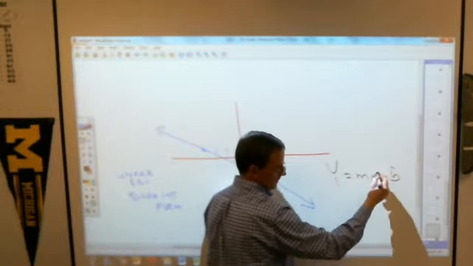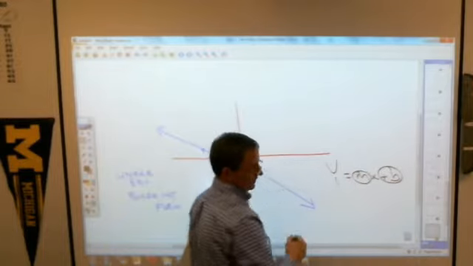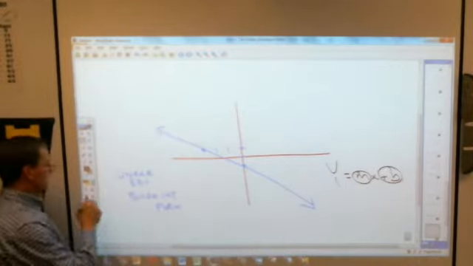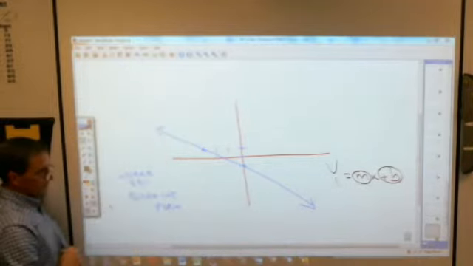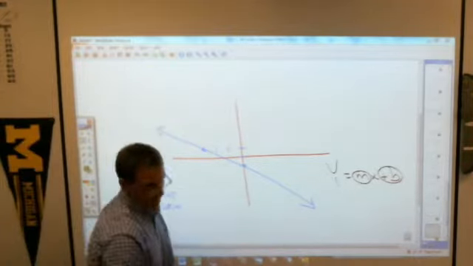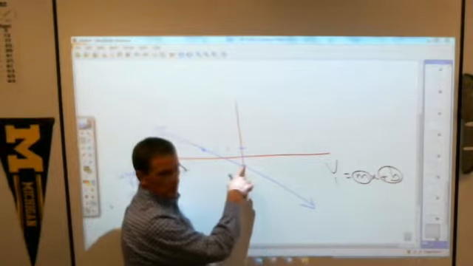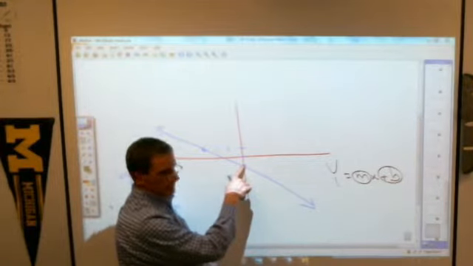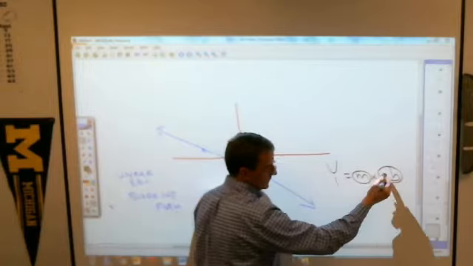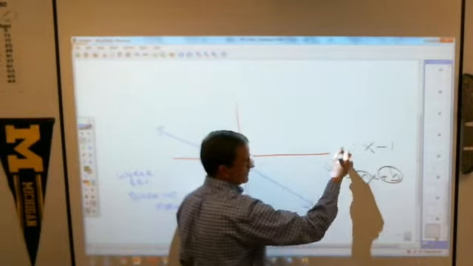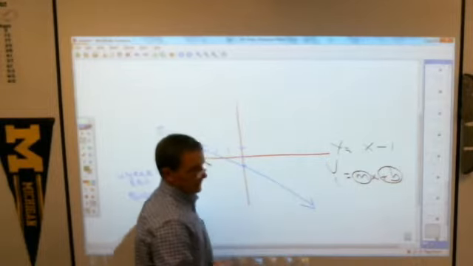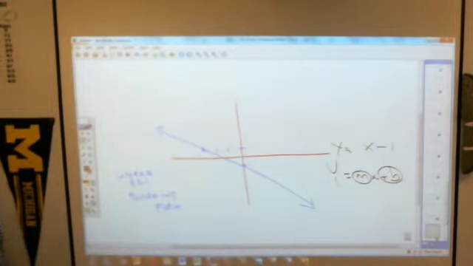You need to figure out what the letter b is, and you need to figure out what the letter m is. Zachary, can you tell me what the letter b is? Negative 2. I think it's negative 1, is it not? Yeah. So your b is minus 1, because that's where it crosses the y-axis. Now you need to figure out what number comes in front of the x.